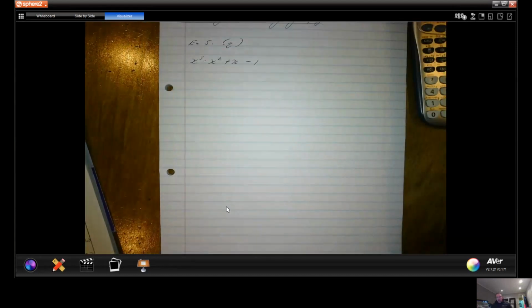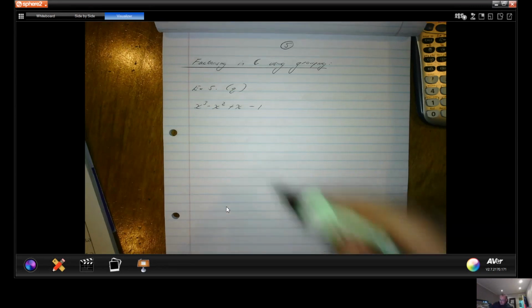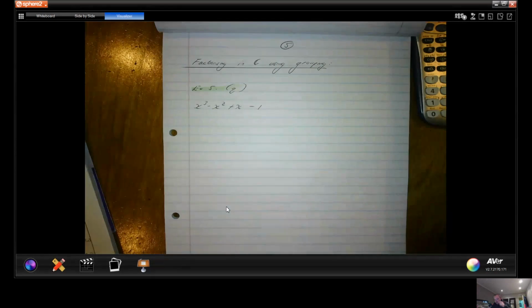Okay, sometimes we're going to have a cubic. Remember with cubics, if you're factorizing cubics, if you can look for groups, it can save you a lot of time. Okay, so we're doing exercise 5, question Q, and it says factorize x cubed minus x squared plus x minus 1.